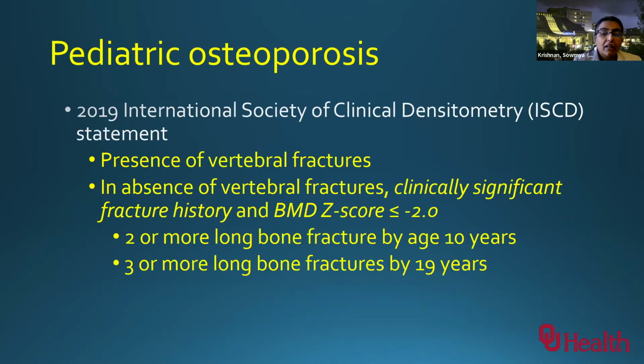These typically relate to fragility fractures, and fragility fractures typically are when you fall from a standing height and there's not much significant trauma involved. You can diagnose pediatric osteoporosis even if the BMD Z-score is above -2. The more important criterion is to have a significant history of bone fragility fractures.